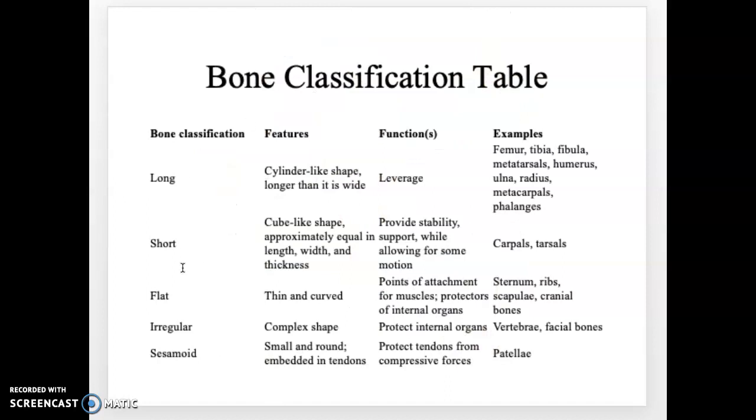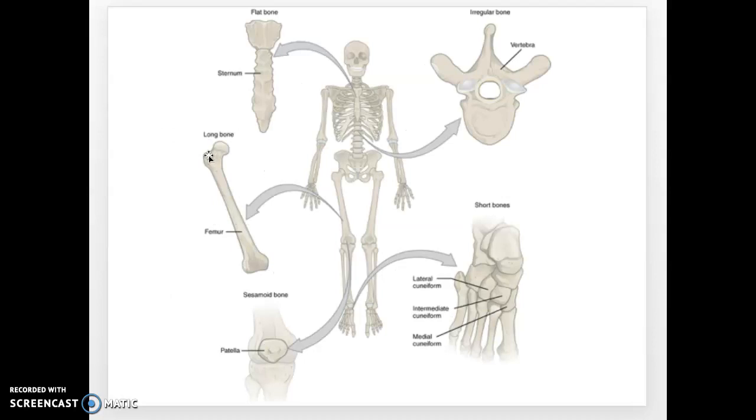Here's a little table for you. I would expect you to be able to look at a picture of a bone and tell me how it is classified. I get that you guys don't know all the anatomy yet, so you don't know all the names of the bones yet, but you should be able to know if it's a long bone, a short bone, irregular, flat, or sesamoid.